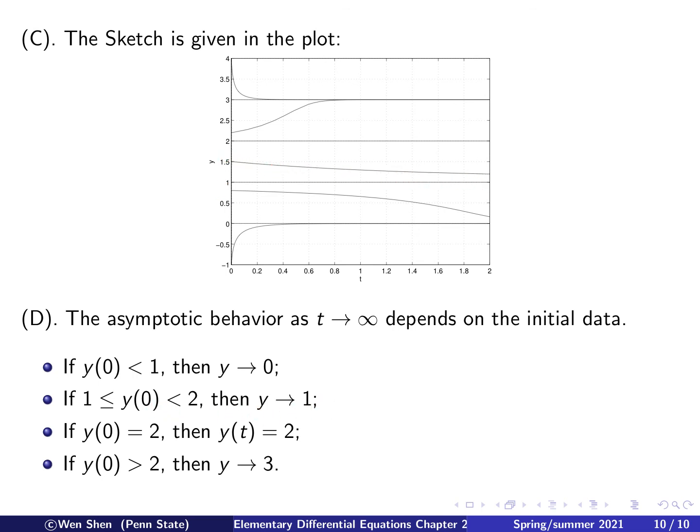And then we see that y equals 2 is an equilibrium, it's unstable, but it's an equilibrium solution. So we have that. And then we observe that if y0 is bigger than 2, everything up here will all approach 3. So that's what we wrote.